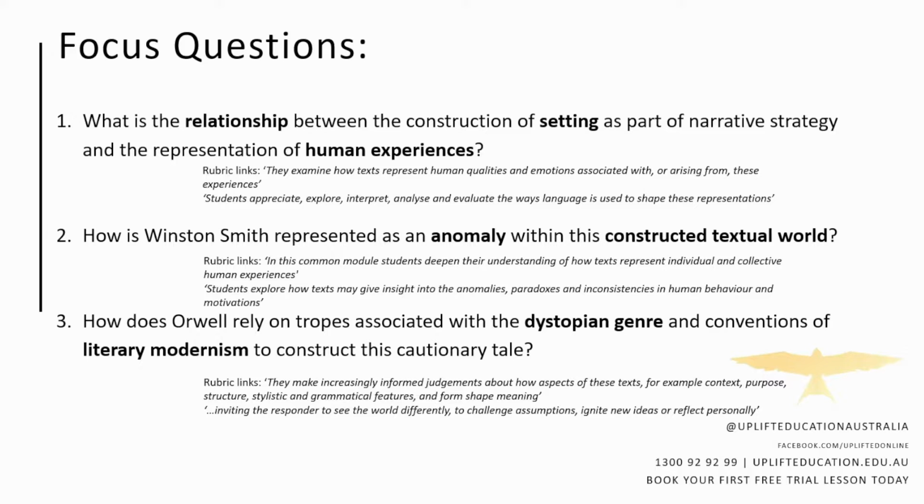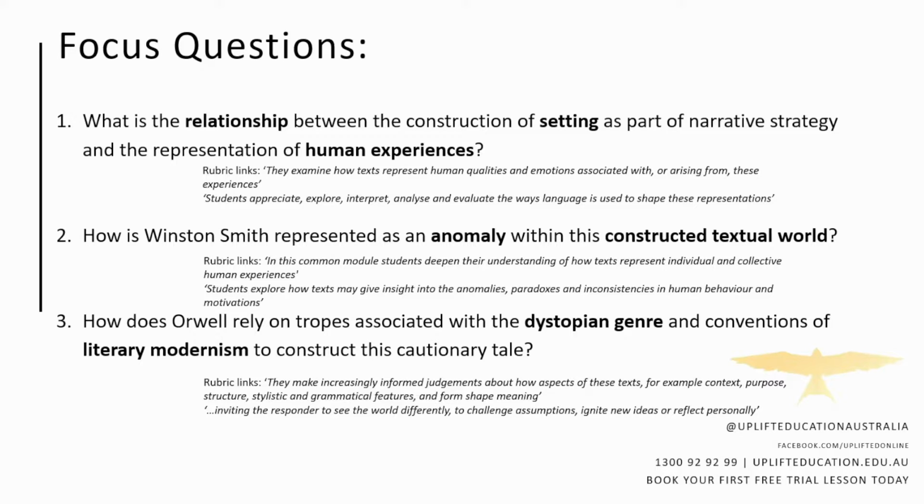Now, the second idea: how is Winston Smith represented as an anomaly within this constructed textual world? Now, anomaly, straight away, bells should be ringing. That's an important key word from the rubric. Obviously, we have to explore how texts give insight into anomalies, paradoxes, and inconsistencies in human behavior and motivation. So Winston Smith, our protagonist, is an anomaly within this world because he is a political dissident who goes against the ideology of the Ingsoc regime. That is going to be the second idea, and that's more linked to characterization. So really what we're focusing on is the foundation of fiction writing, which is setting and characterization, and we're going to be focusing on that dual-pronged approach.